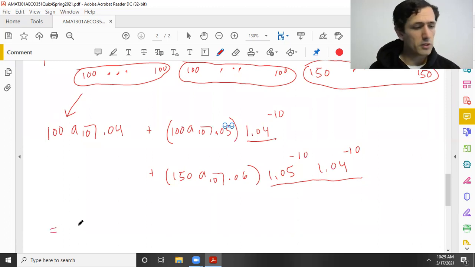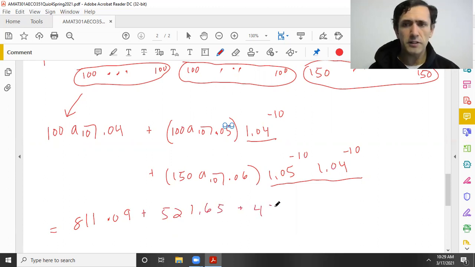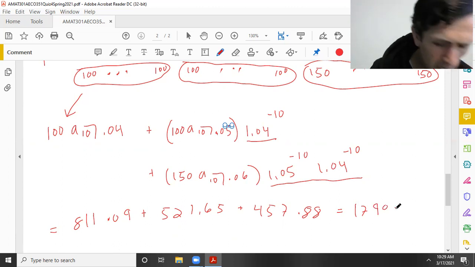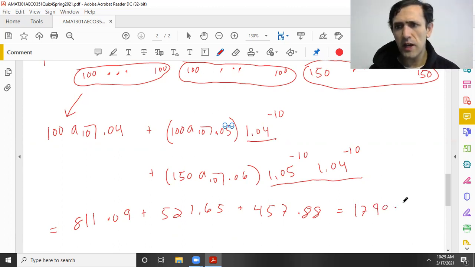This becomes 811.09, 521.65. So yeah, if you see this on an exam, now hopefully you will not make the same mistake. Not a big deal if you made a mistake here and you recognize it. So it's 1790.62.